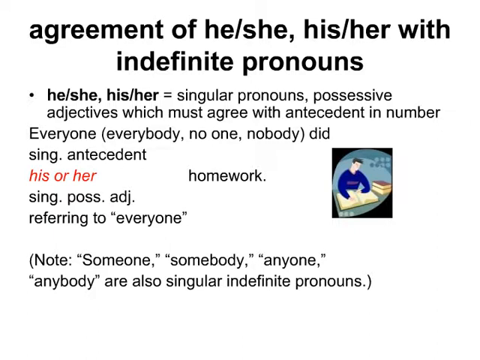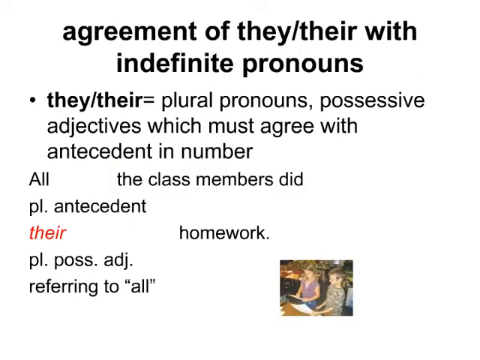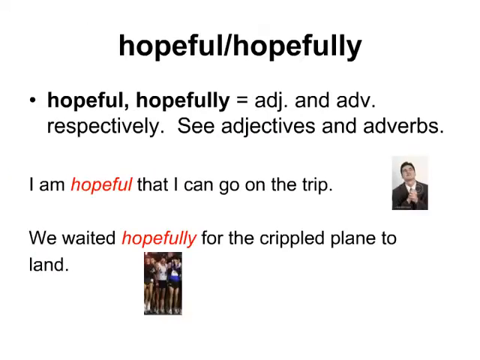Indefinite pronouns, everyone, everybody, no one, nobody, someone, somebody, anyone, and anybody are singular and take his or her, as in the example. Notice the correct use of the plural there with the plural antecedent all. A person is hopeful, an adjective describing how he feels. The people wait hopefully, an adverb telling how they wait.